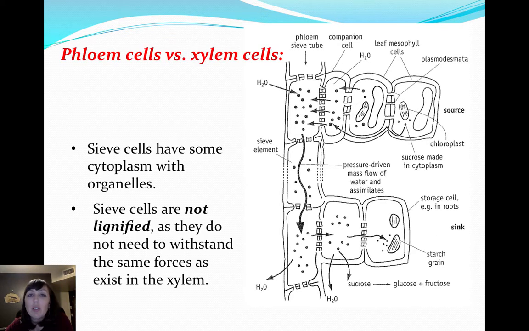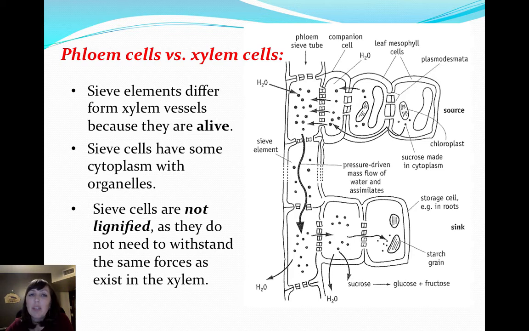Okay, so phloem cells versus xylem cells. Sieve elements differ from xylem cells because they are alive. Sieve cells have some cytoplasm with organelles. Sieve cells are not lignified, okay? So they do not need to withstand the same forces that exist in xylem. They are not really woody and obviously are made of living cells, not dead cells.